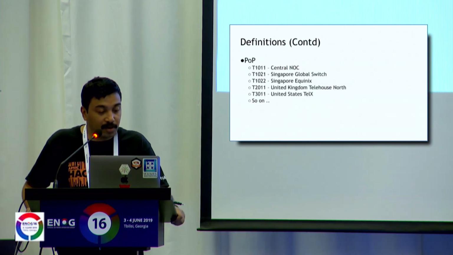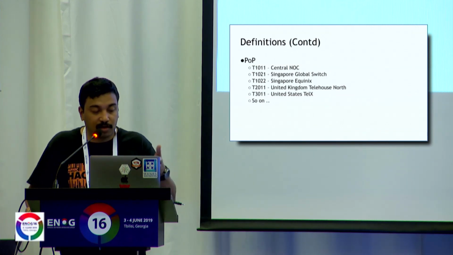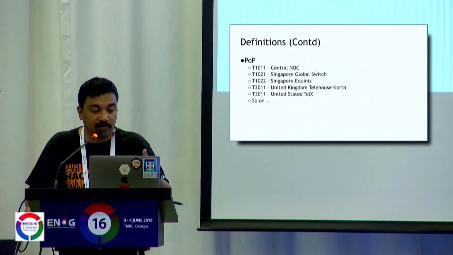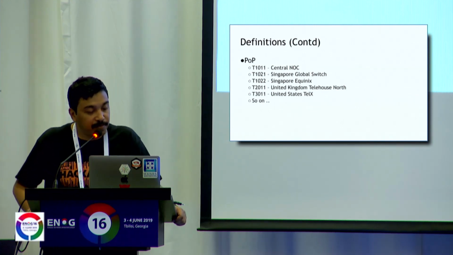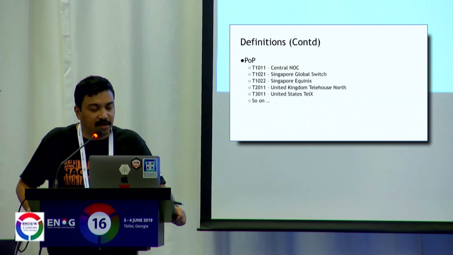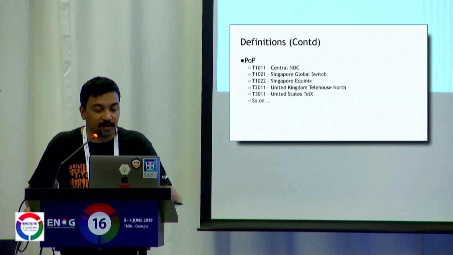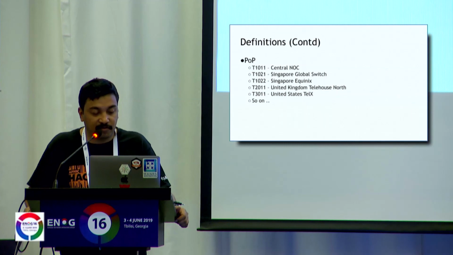So then there is 1011, that is 1 for Asia region, 01 for Bangladesh, and 1 for the central NOC. The same stands for, I think there is a small mistake here, 1021, it should go for Singapore Equinix, then for 22, it should be Singapore Global Switch.